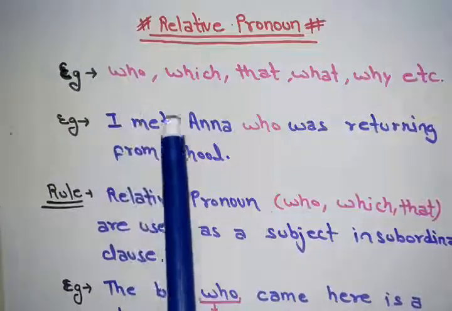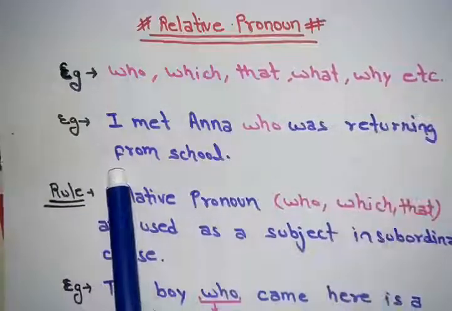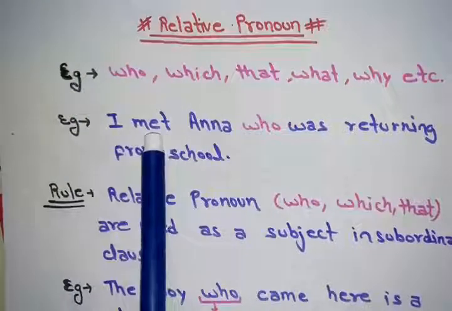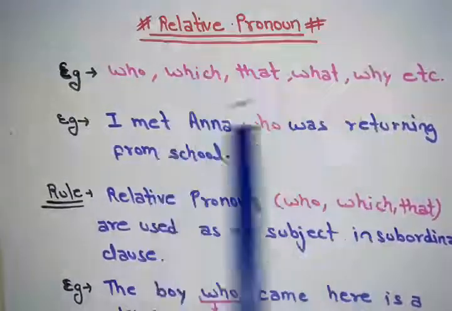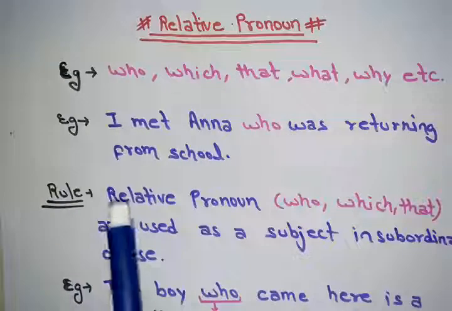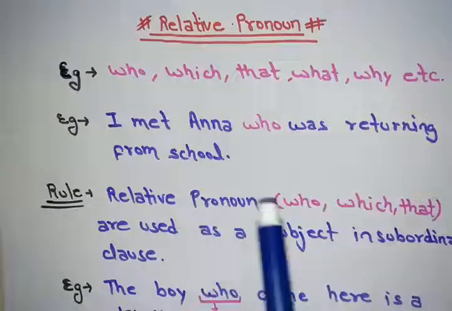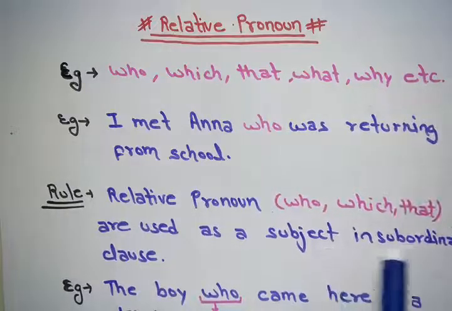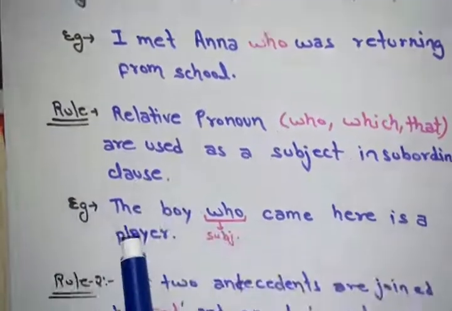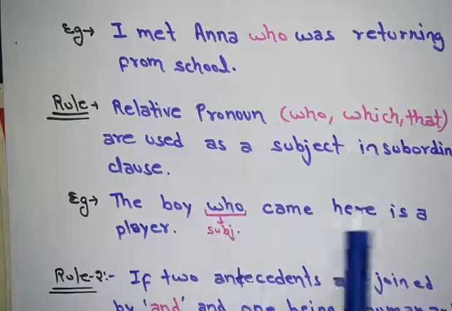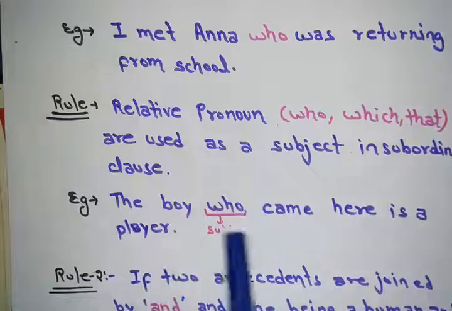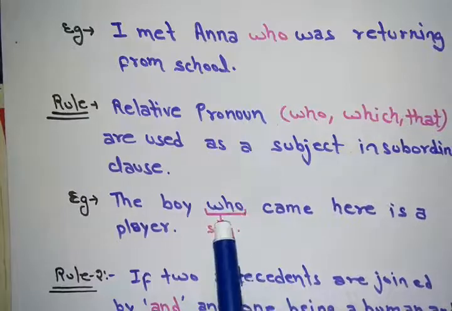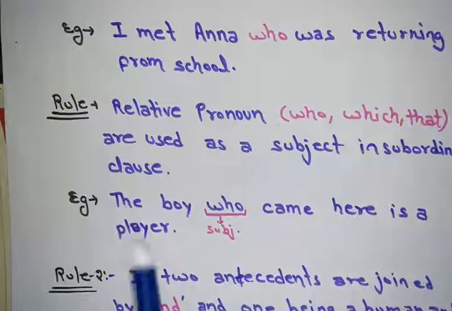For example, I met Anna who was returning from school. So who works here to relate the two sentences. Rule number one: the relative pronouns who, which, that are used as a subject in a subordinate clause. For example, the boy who came here is a player. So, boy, who is a subject here because it denotes the player.